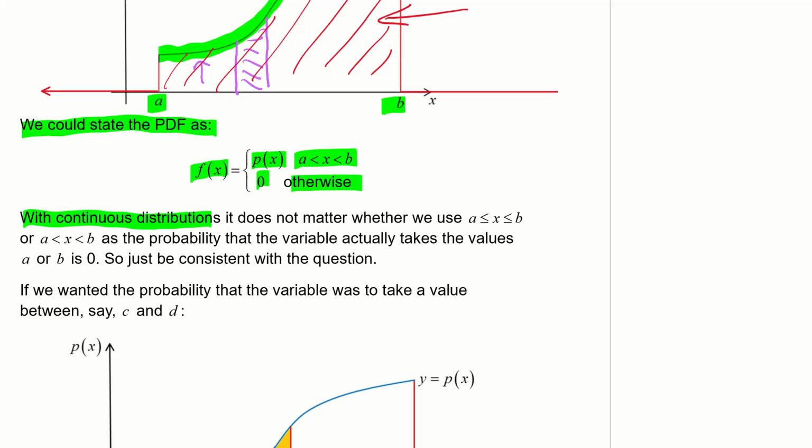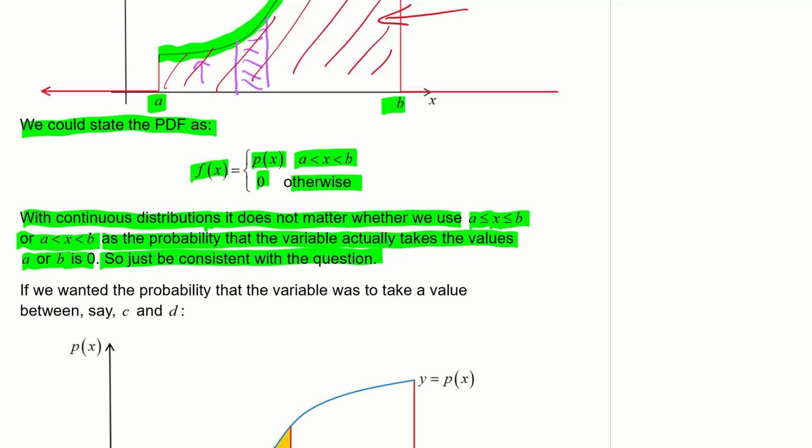With continuous distributions, it does not matter whether we use a is less than or equal to x is less than or equal to b, or should I say x is between a and b inclusive, or x being between a and b not inclusive, as the probability that the variable actually takes the values a or b is 0. Remember, for any particular individual value, the probability is 0. So just be consistent with the question that you're given.